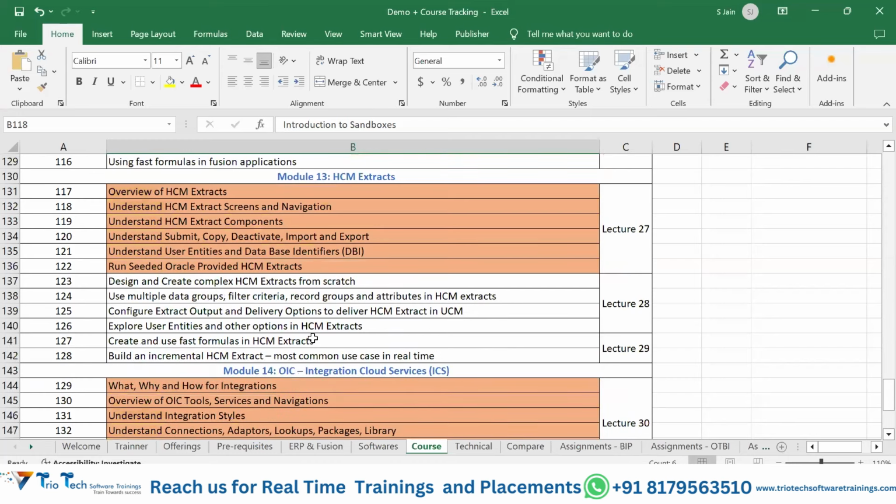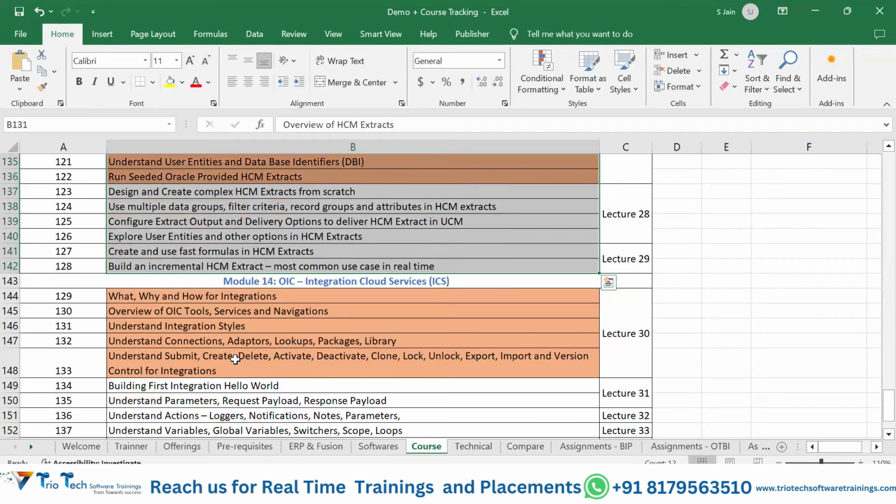Okay, guys, in the same way to extract the data, there is one specific, very high-end tool available in Fusion Technical, but this particular tool is only to extract human capital related data. It will only help you to extract person related data. It will not help you to extract financial transactions or supply chain transactions. This is a very important tool that we will be learning to extract the data.